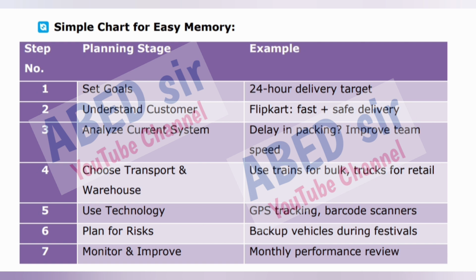1. Set goals: 24-hour delivery target. 2. Understand customer: Flipkart, fast plus safe delivery. 3. Analyze current system: delay in packing. Improve team speed. 4. Choose transport and warehouse: use trains for bulk, trucks for retail. 5. Use technology: GPS tracking, barcode scanners. 6. Plan for risks: backup vehicles during festivals. 7. Monitor and improve: monthly performance review.